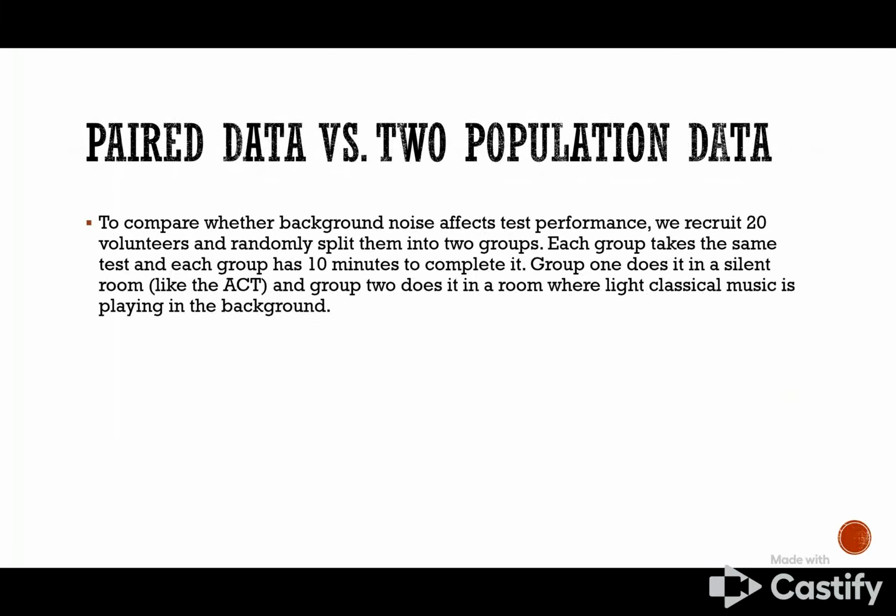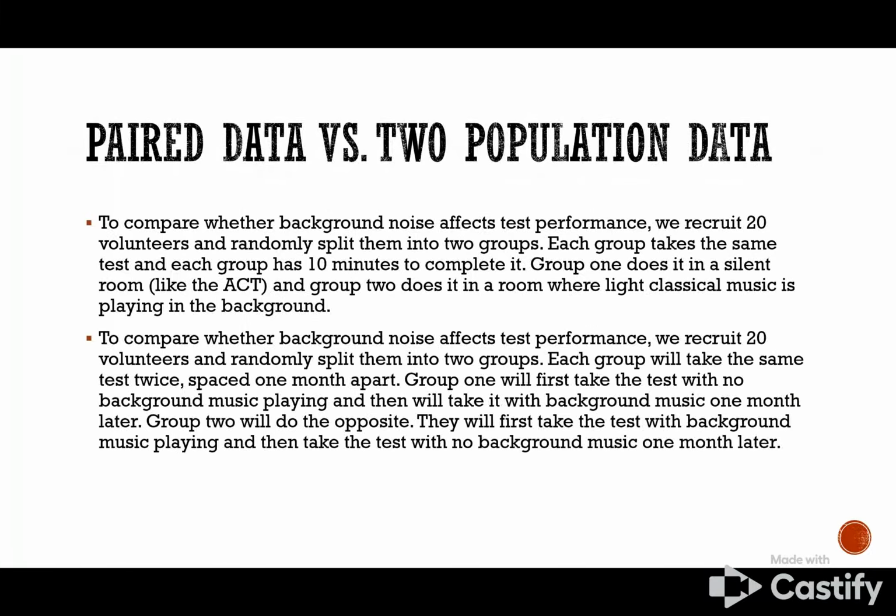Okay, that's scenario 1. Scenario 2, to compare whether background noise affects test performance, we recruit 20 volunteers and randomly split them into two groups. Each group will take the same test twice, spaced 1 month apart. Group 1 will first take the test with no background music playing, and then we'll take it with background music 1 month later. Group 2 will do the opposite. They will first take the test with background music playing, and then take the test with no background music 1 month later. The data collected from which of these scenarios would be considered paired data?